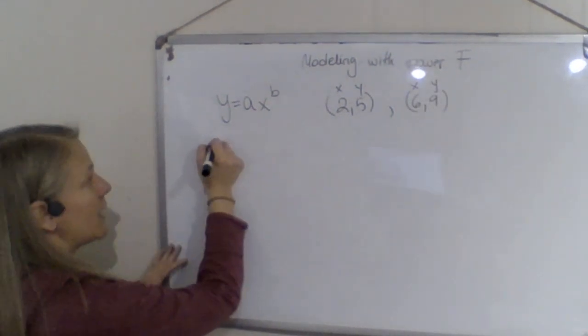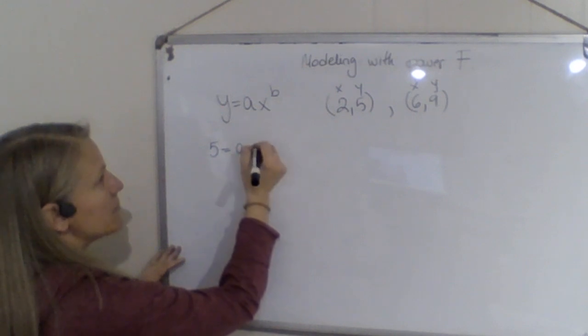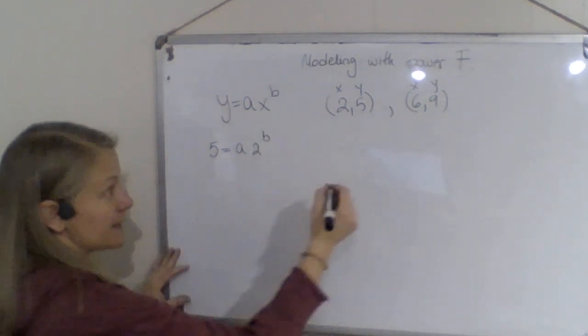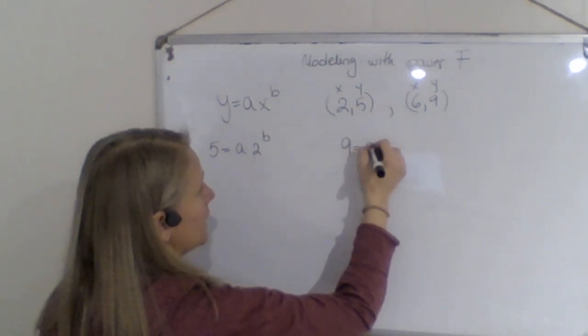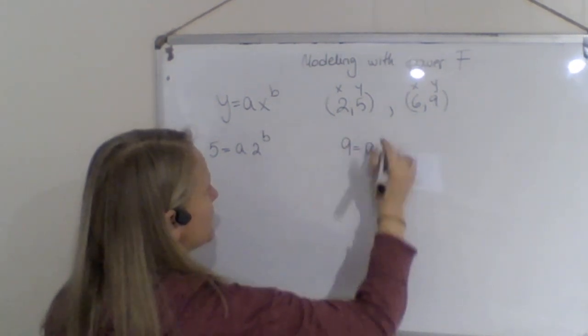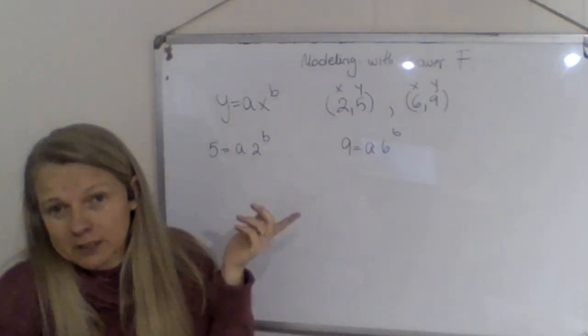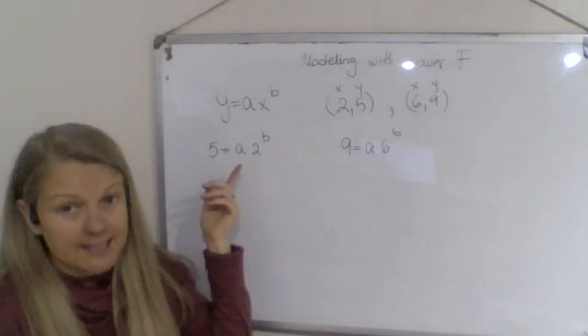My first one is 5 equals a times 2 to the b. My second one is 9 equals a times 6 to the b. And again, I'm always going to use the smaller one just because you can. You can do it either way, but this is the easiest one to do it.